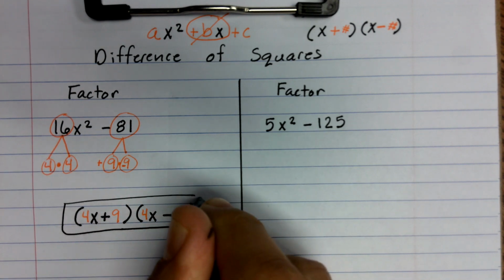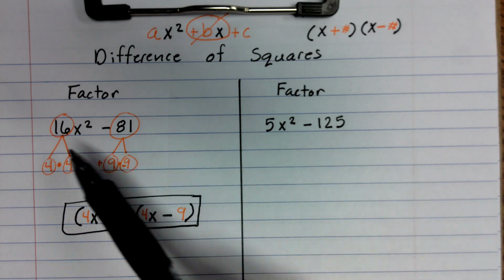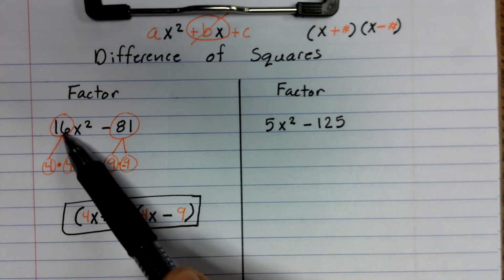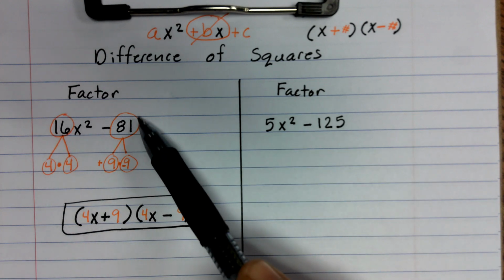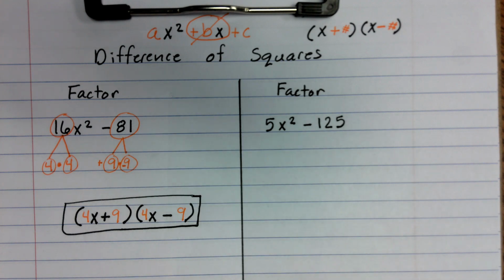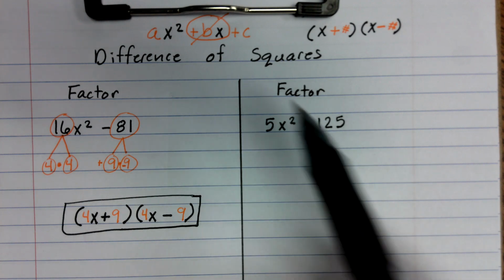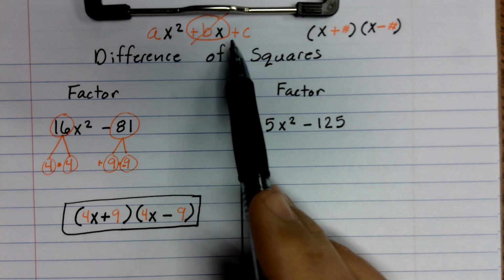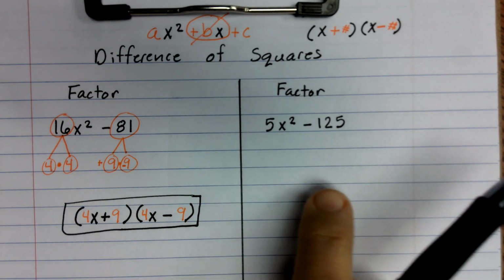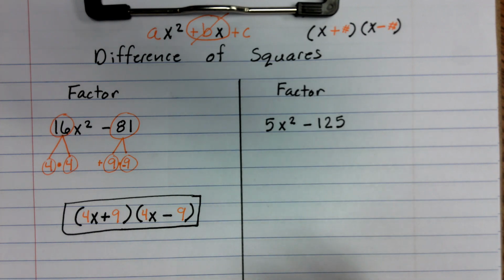So really straightforward, it doesn't take a lot of work. You just have to know what number multiplies by itself to give you your first term, and what number multiplies by itself to give you your final term, your c value, in the equation ax squared plus bx plus c. Now let's look at one that's not quite so simple and maybe a little bit frustrating initially when you look at it.